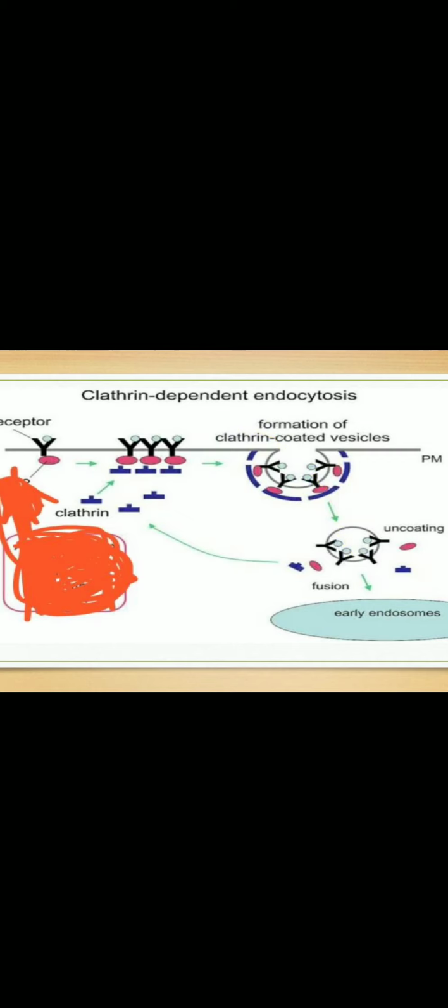This process is associated with the GTP binding protein. It means this is an energy consuming process. So this is how receptor mediated endocytosis takes place.